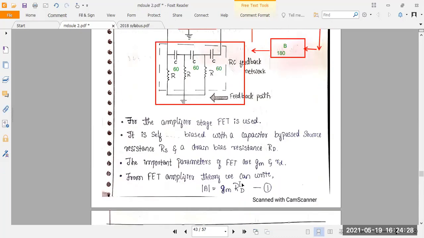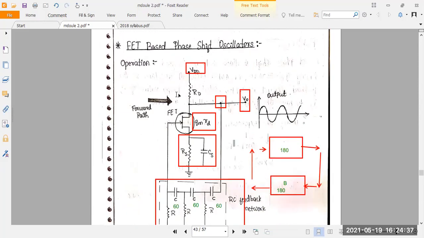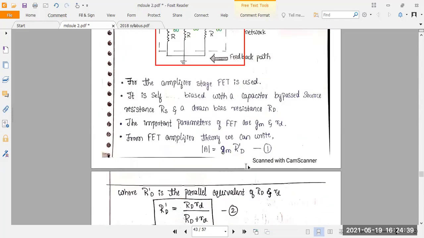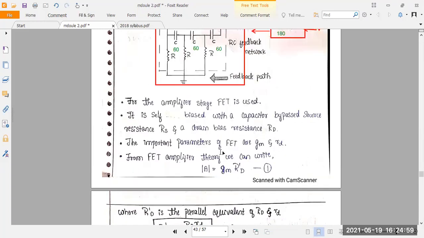Drain resistance, the total output resistance. For that you take RD dash from RD and small rd. Capital RD is the external resistance, the connected external resistance. Small rd is the internal resistance, the channel resistance. RD and small rd are in parallel here. So RD dash is equal to RD into small rd divided by RD plus small rd. Understood? This is the total output resistance for the amplifier.